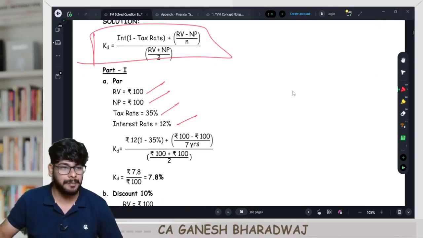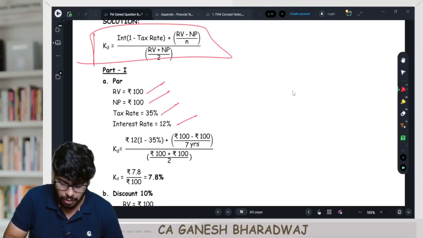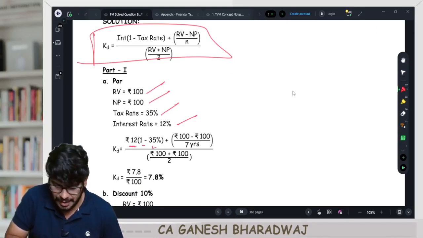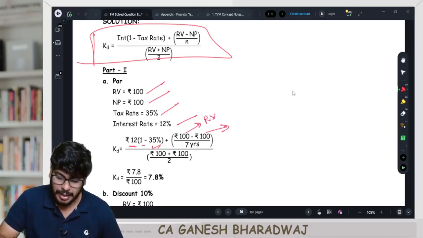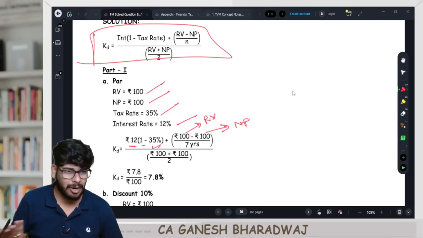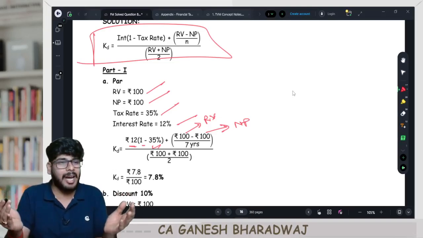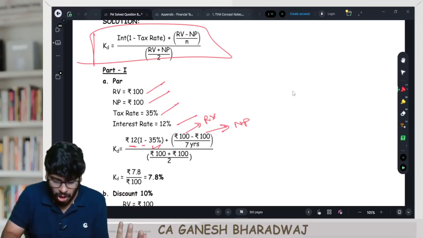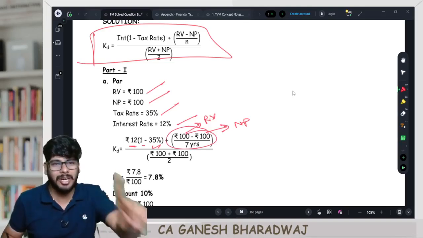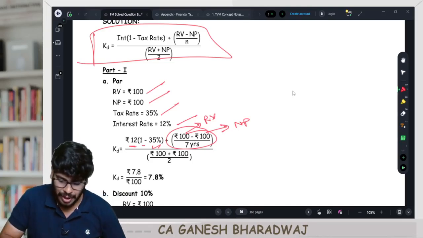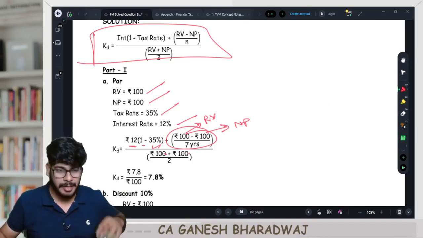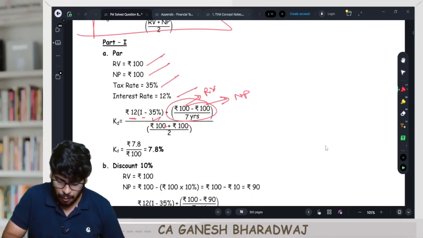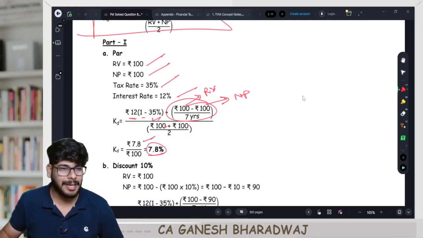So for the first part of the question, what is going to be the KD? 12 into 1 minus tax rate, the whole into redemption value 100 and net proceeds 100. Now, is there any cost? Is there a difference between my RV and NP? No. In that case, there is no cost associated with this. That's all. Clear with this? The only cost is interest cost. The whole divided by RV plus NP by 2. Are you clear with this, guys? Right? Getting it? Fine. So technically what you get is 7.8 upon 100. This is going to be 7.8%. Guys, are you clear with this?